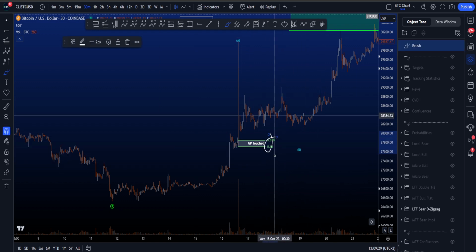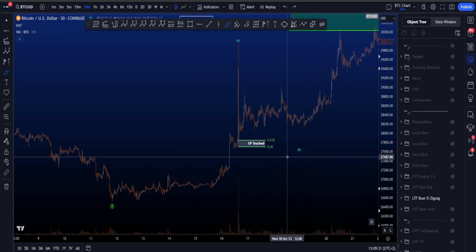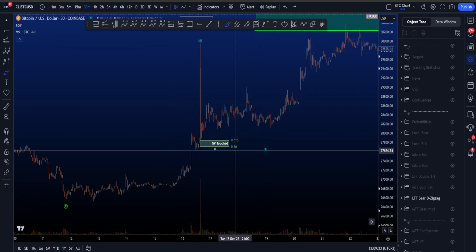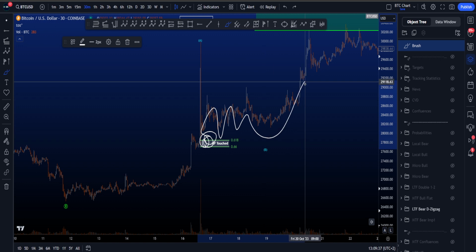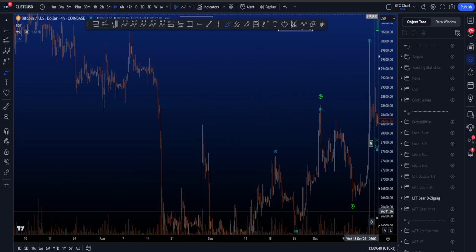And the golden pocket is a rare target for example, a wave 4, but a common target for a wave B. So that can increase probabilities. We might have potentially a wave B over here for then a C towards the upside.